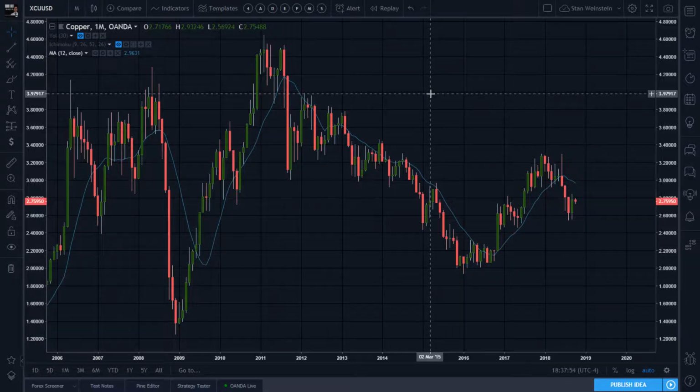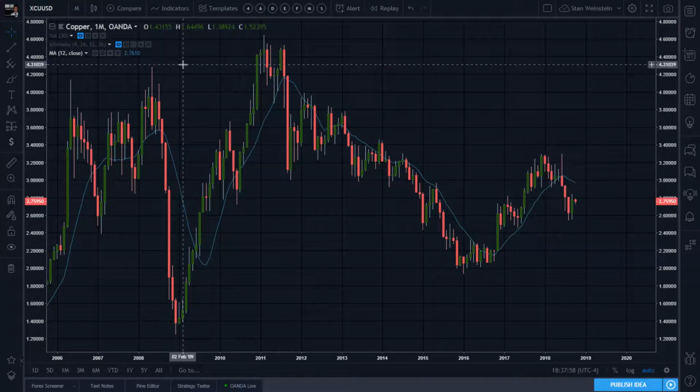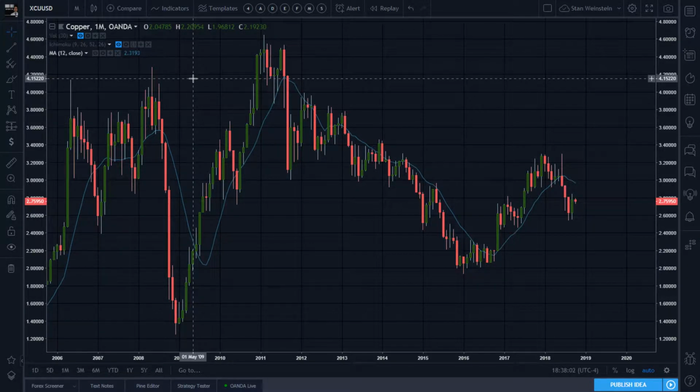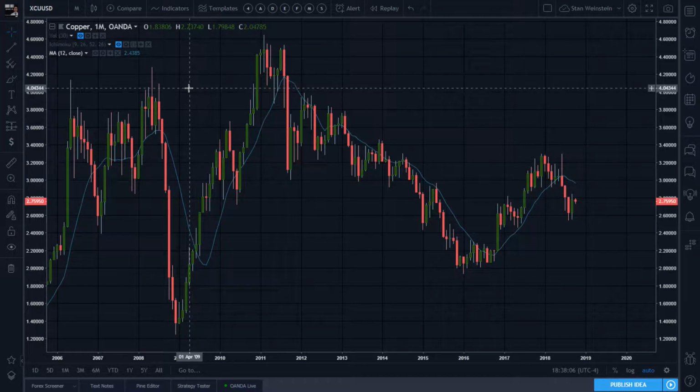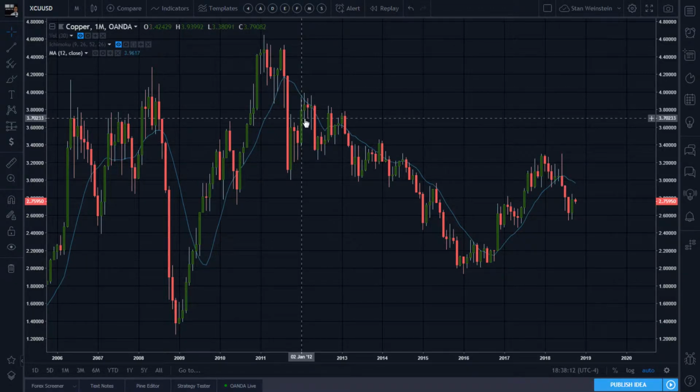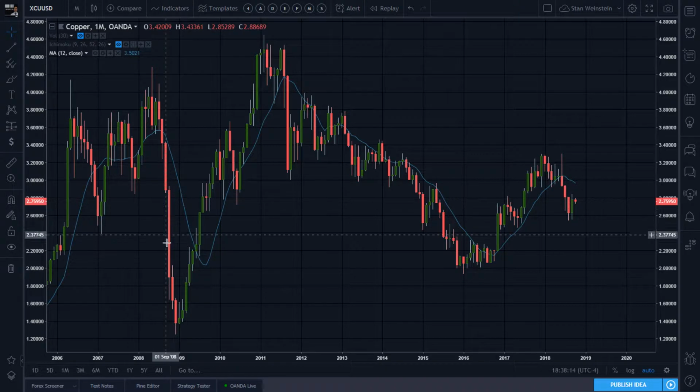Copper. Alright, XCU USD. That's a Oanda ticker. I don't know what the futures ticker is. All I know is I have a chart, monthly candle chart. And after that, we're going to zip down to the weekly to do some stage analysis. Look at that. Ooh, beautiful stage 4.